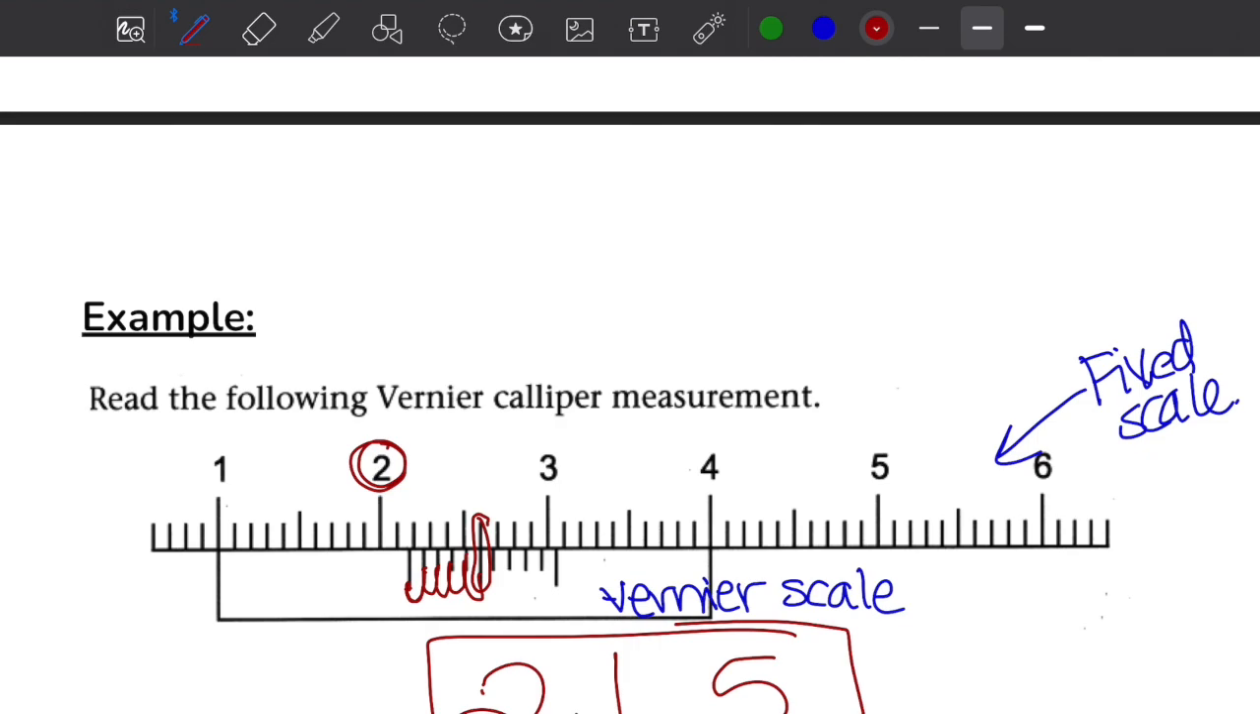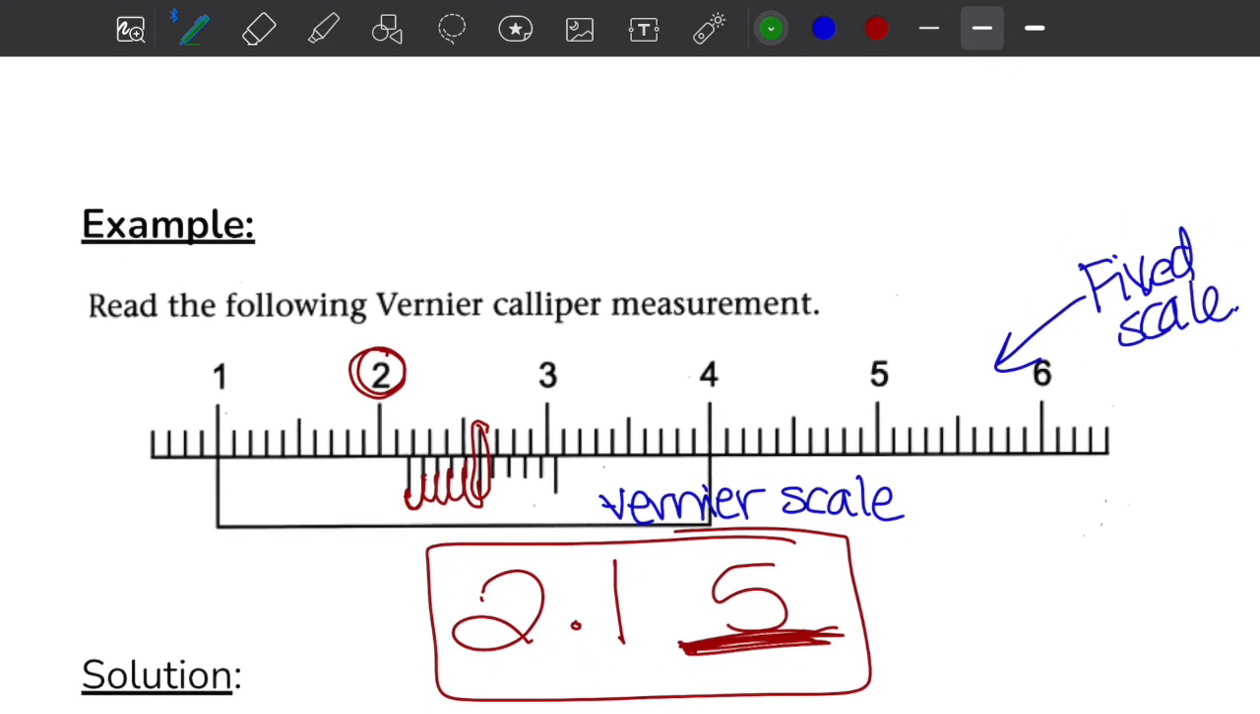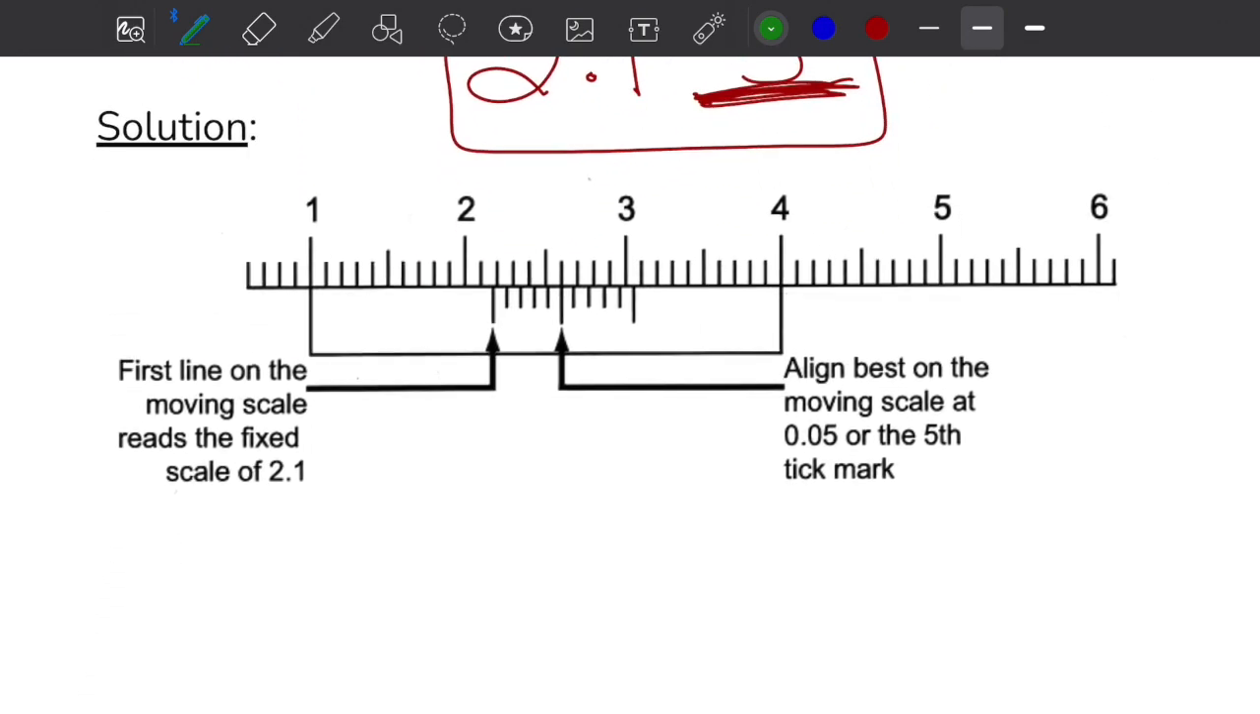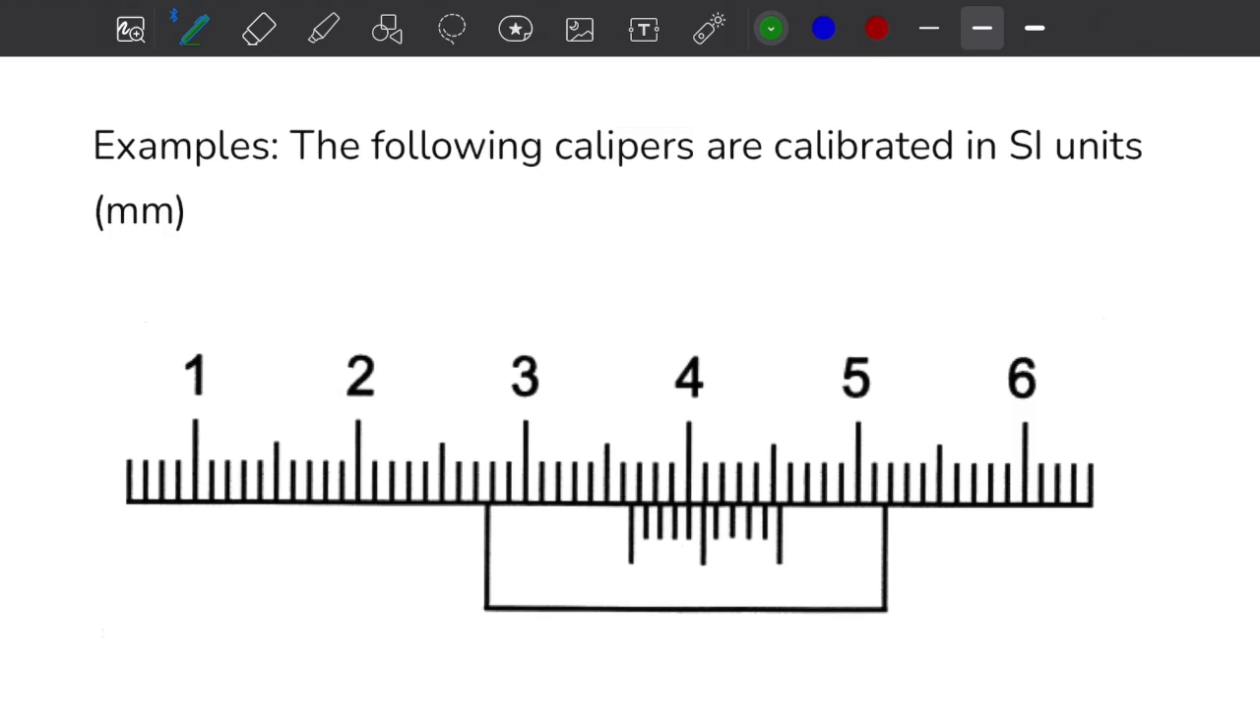A little warning here. When we're reading measurements, I notice that a lot of students make mistakes in this part of the solution: they start counting from here. You're not counting from here. Remember, you're counting from the 0. You start there. So, this is just explaining what I already did. This is where you start at 2.1, and then these two line up, and you count 0, 1, 2, 3, 4, 5, and that's how you get that answer. So now we are going to look at some examples, but those will be in the next video.